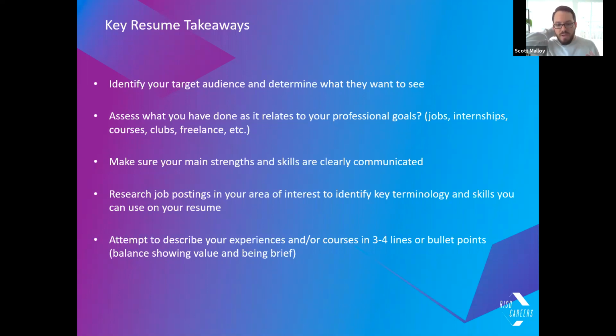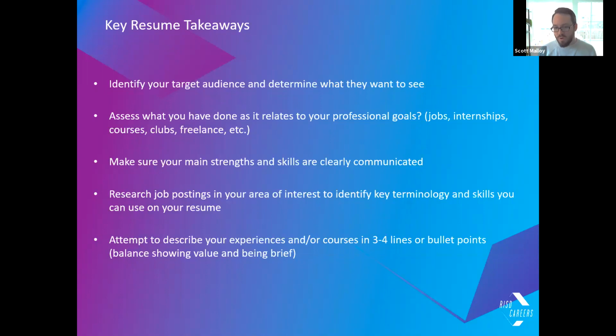Make sure that those main strengths and main skills are clearly communicated on your resume. As I said before, take some time to maybe research some job postings in the areas you're interested in so you can get familiar with key terminology and skills that you might incorporate on your resume. And describing experiences, attempt to describe your experiences in that 3 to 4 line range.